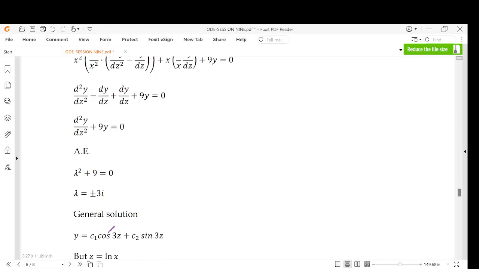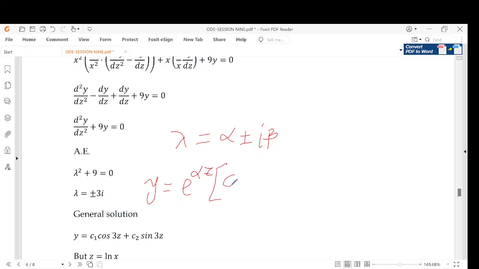If the roots are complex, the general solution, if the roots lambda are complex, that is, are of the form alpha plus or minus I beta, the solution of the differential equation is usually given by e raised to power alpha x or alpha z in this case, C1 cosine of beta z plus C2 sine of beta z. So this is how we write the roots.